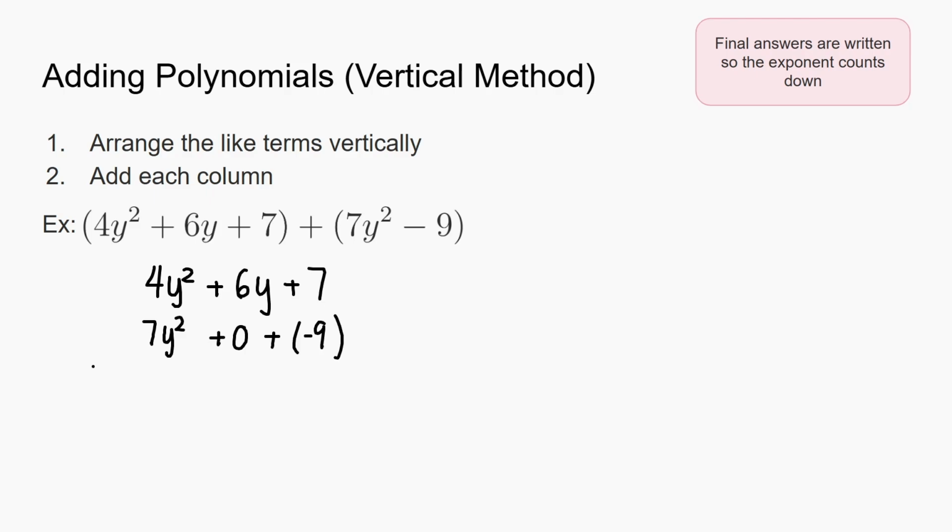Now we add. So 4y squared plus 7y squared is going to be 11y squared. 6y plus 0 is going to be just 6y. And 7 minus 9 is going to be minus 2. So like last time, we got 11y squared plus 6y minus 2.